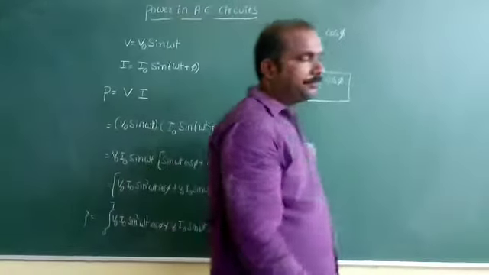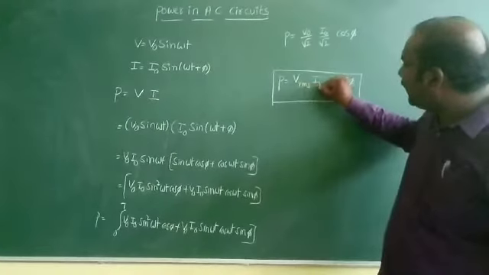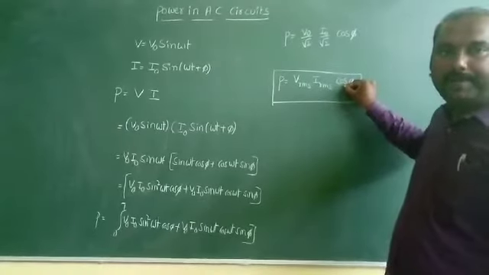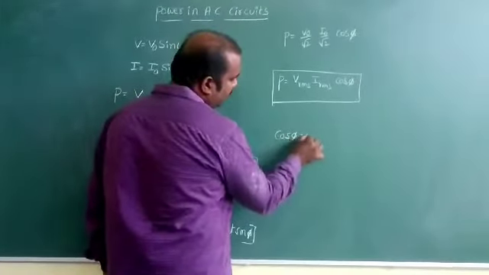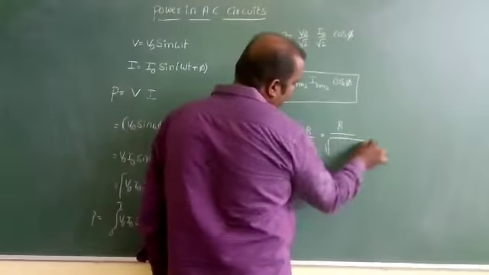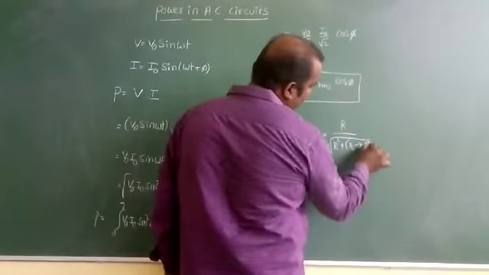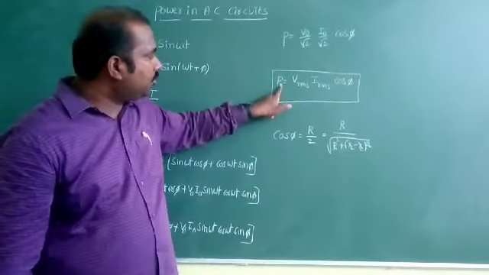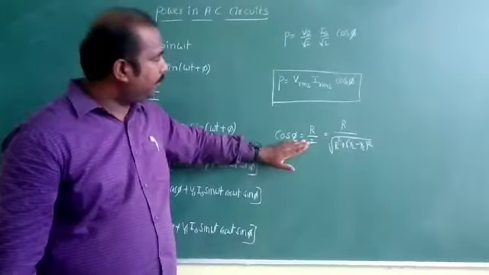Now in this equation, this P we call a true power, and this VRMS IRMS we call an apparent or virtual power, and cos phi we call the power factor. Now this power factor can be defined as cos phi is equal to R by Z, or R by square root of R square plus (XL minus XC) whole square. And the power factor can be defined as the ratio of true power to the apparent power.